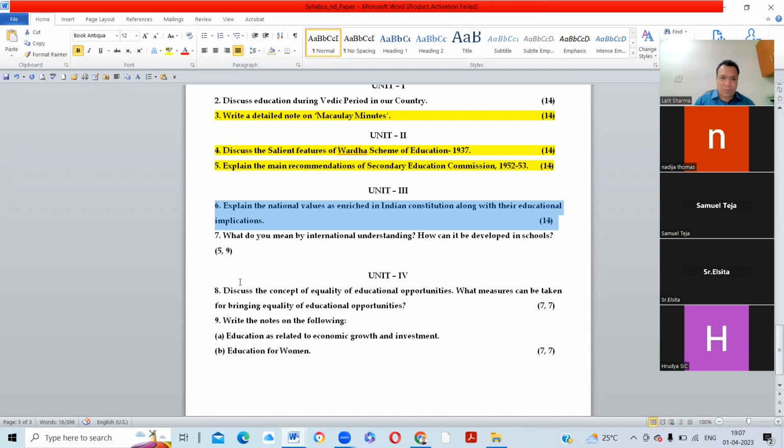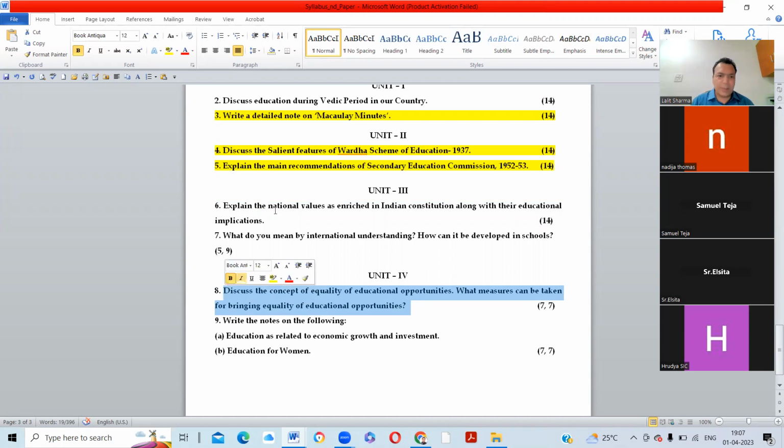And under Unit 4, discuss the concept of equality of educational opportunities. In today's notes I have given the answer to this also. Last time we missed it. In today's notes I have given it, so we will discuss it. First we are talking about the sixth one.